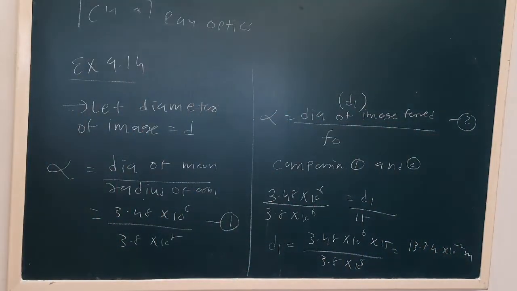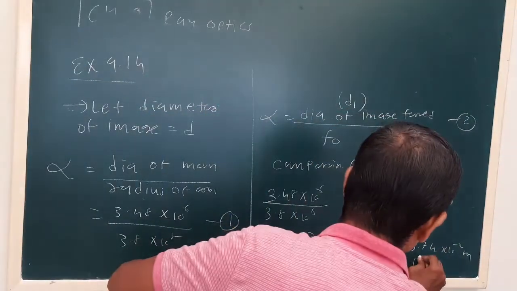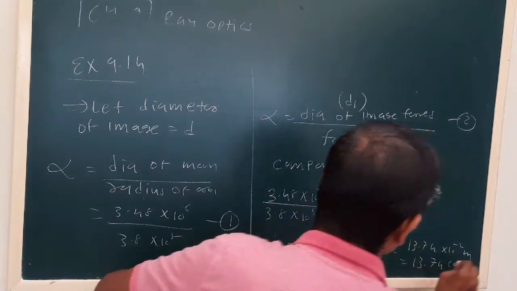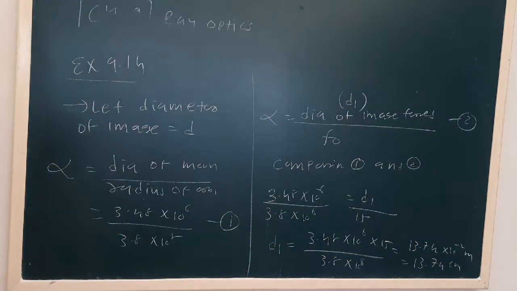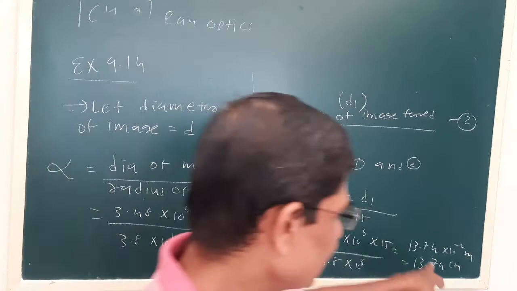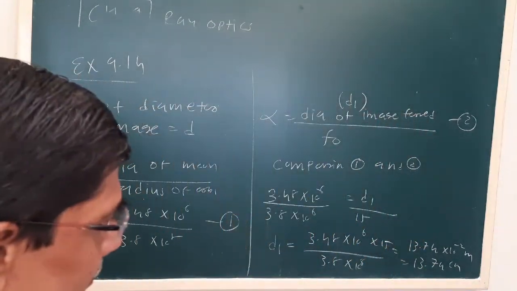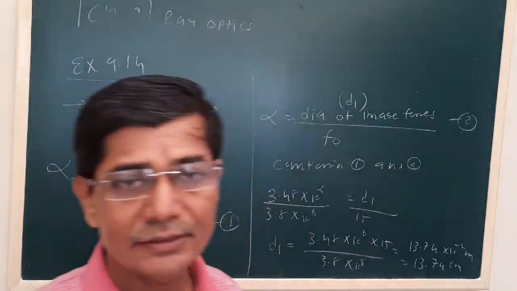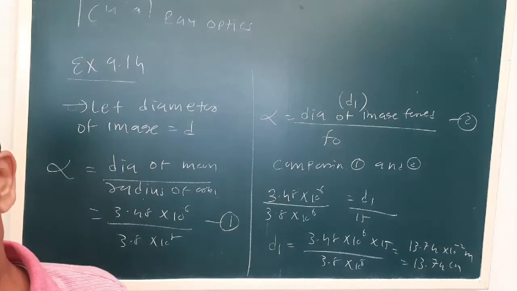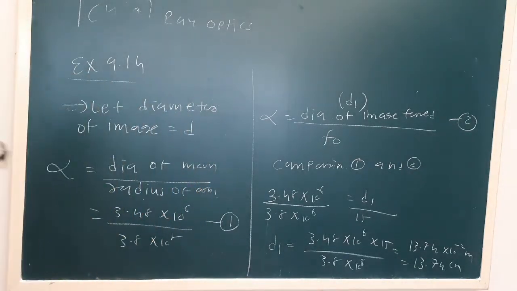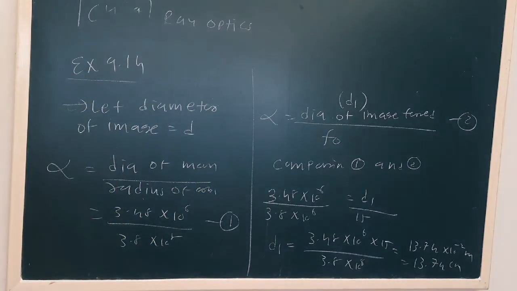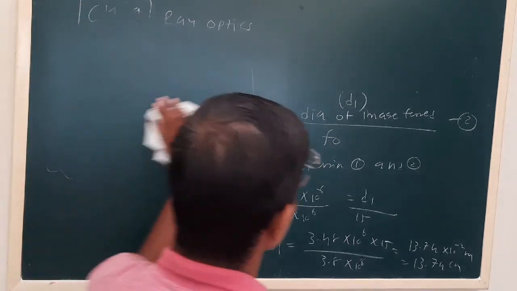Now if we convert it into centimeter, we know the image formed is point size. Why? Because the diameter of the image obtained is very small. So this is about exercise number 9.40. Now next is exercise number 9.60.